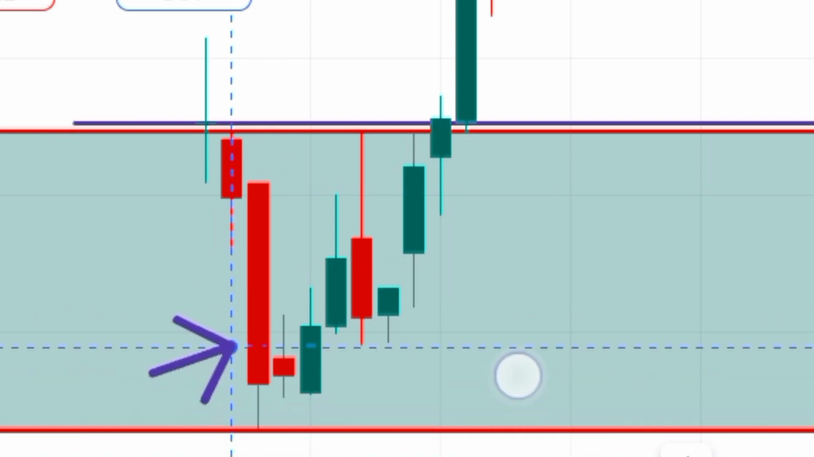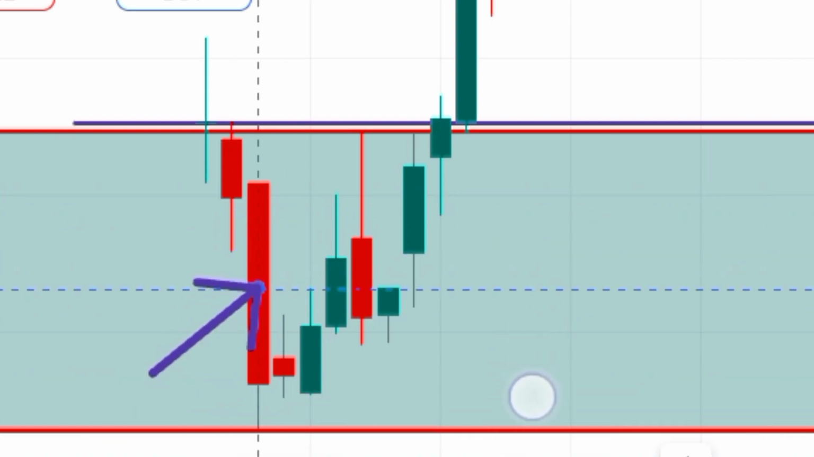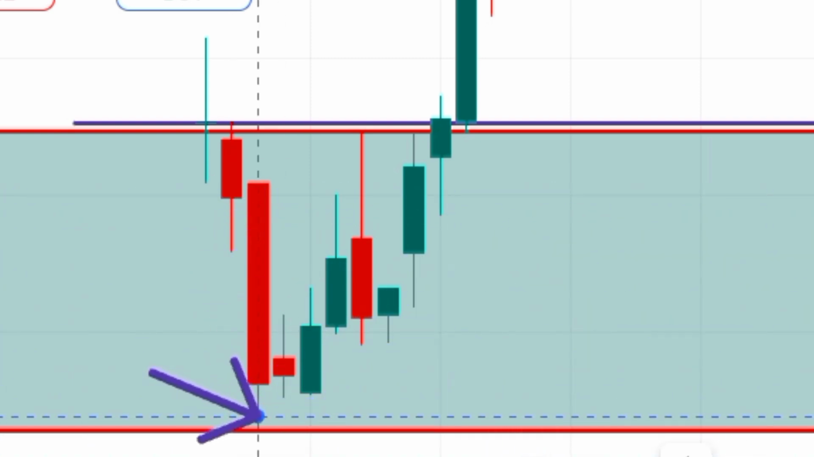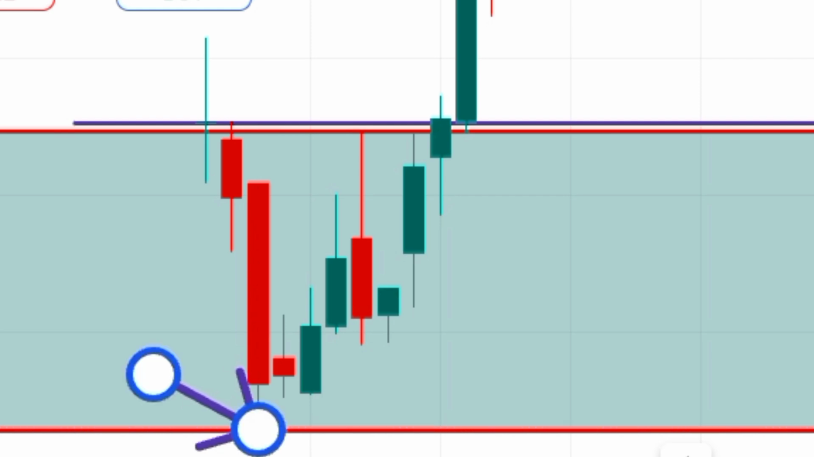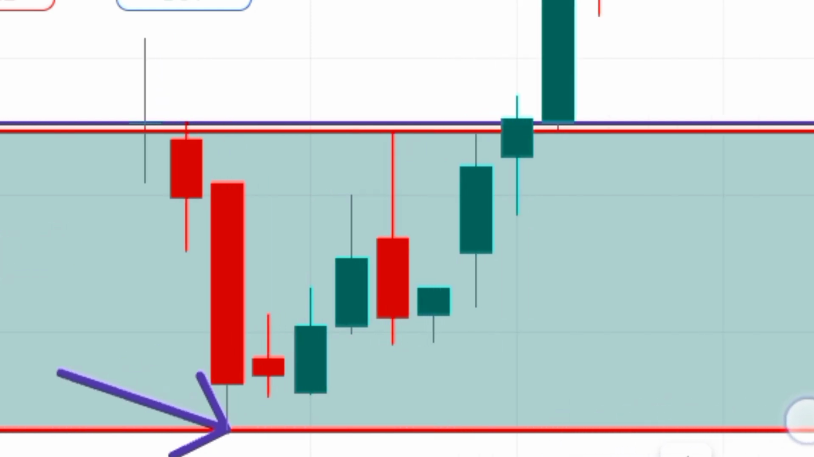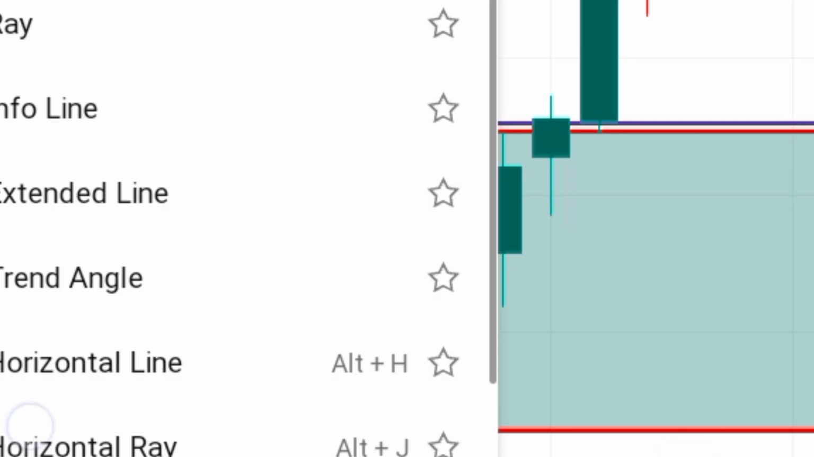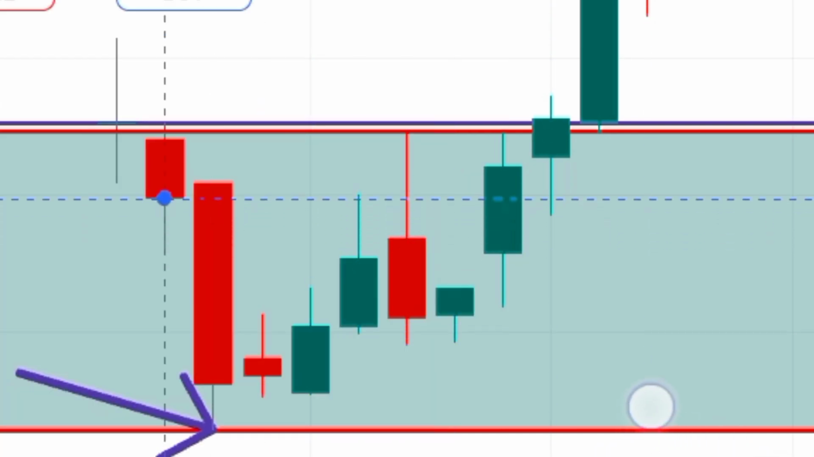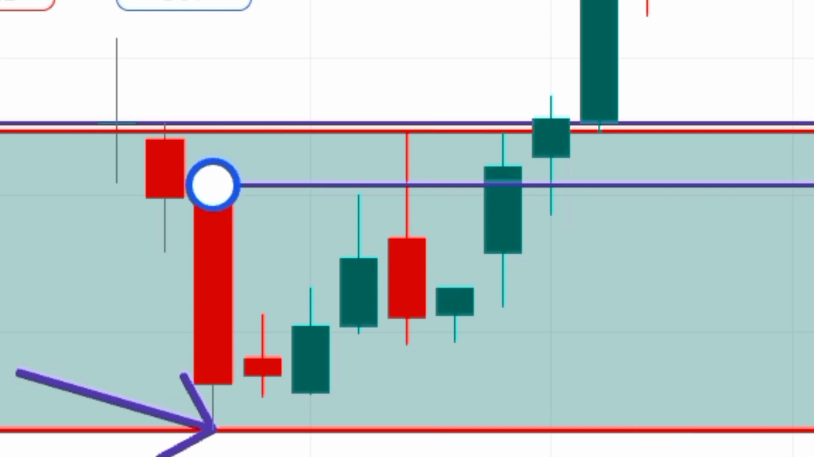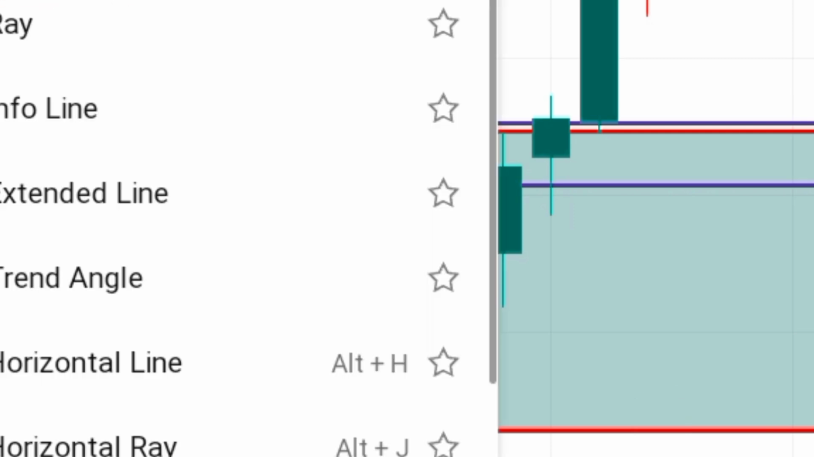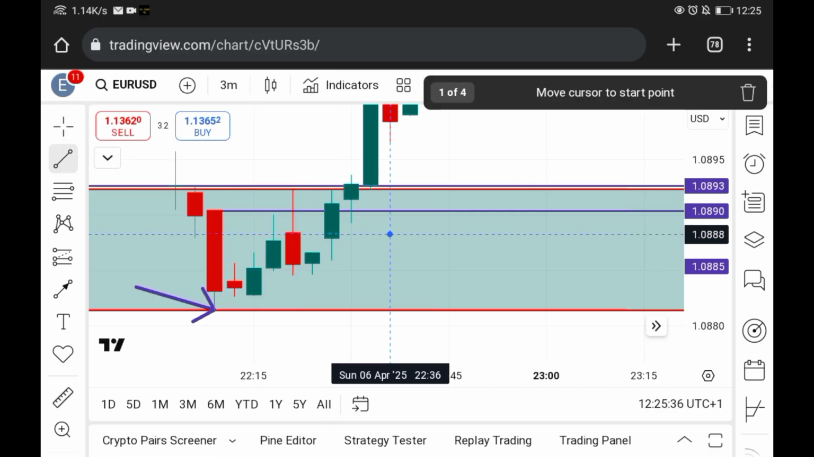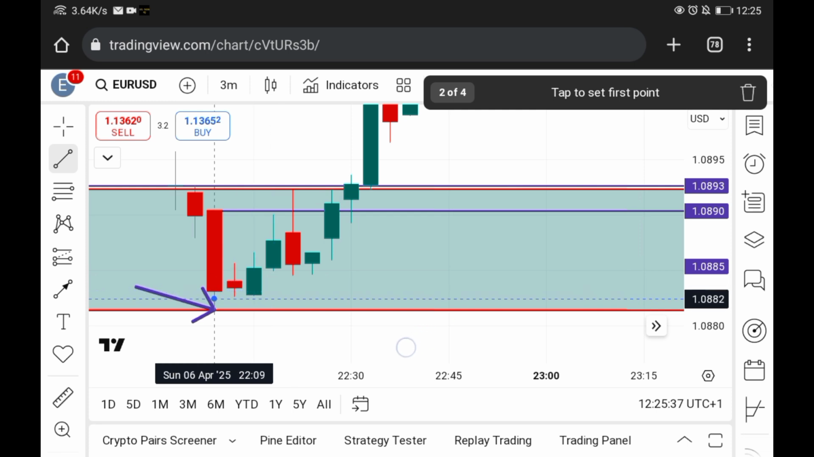So we are waiting to take our entry on this zone. Once the market comes into this zone, that is where we are going to take our entry. You can as well move down to your 1 minute and wait for the market to come into this candle. Once the market comes into this candle, that is where you are going to take your entry.